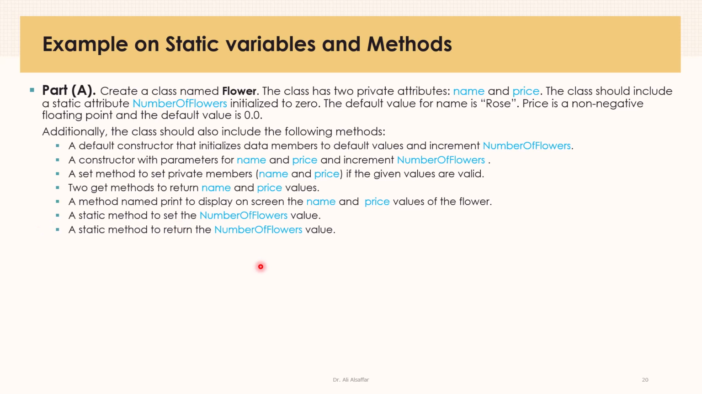Now, as a reminder, if we want to write a static method, remember that it should call only static methods and it can reference only static variables. And this is why we have to define the getter for the static variable numberOfFlowers as a static method. Let's go to JGrasp and implement the class of a flower.